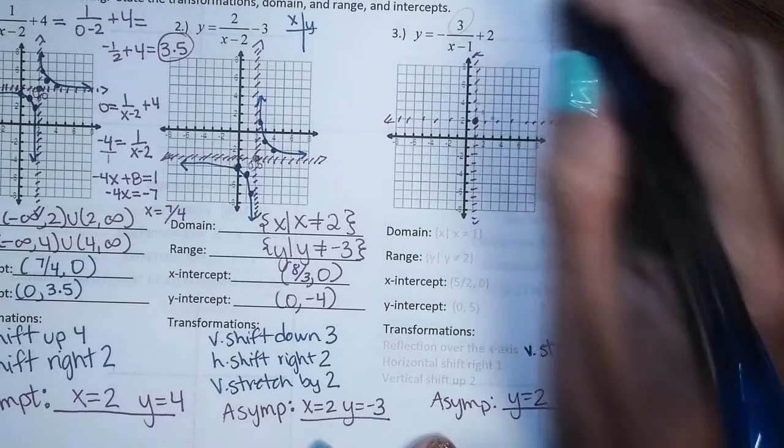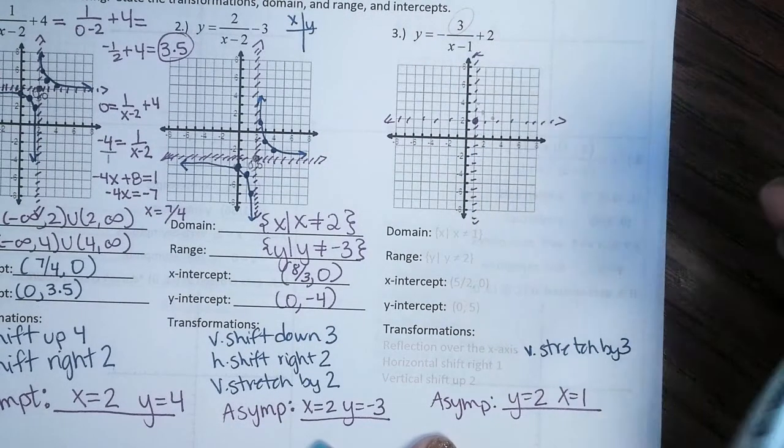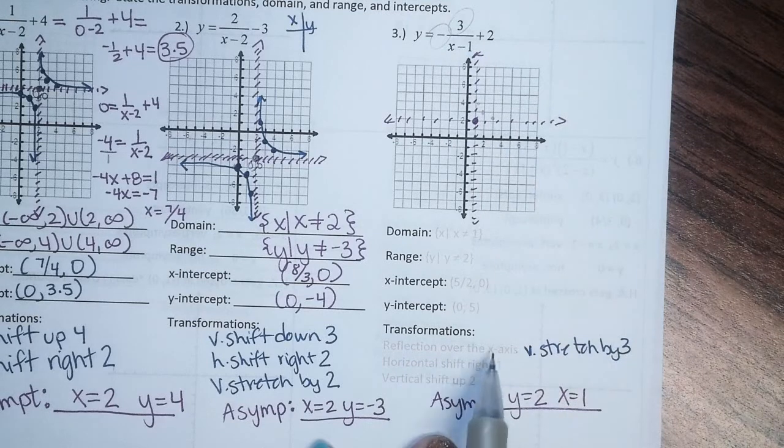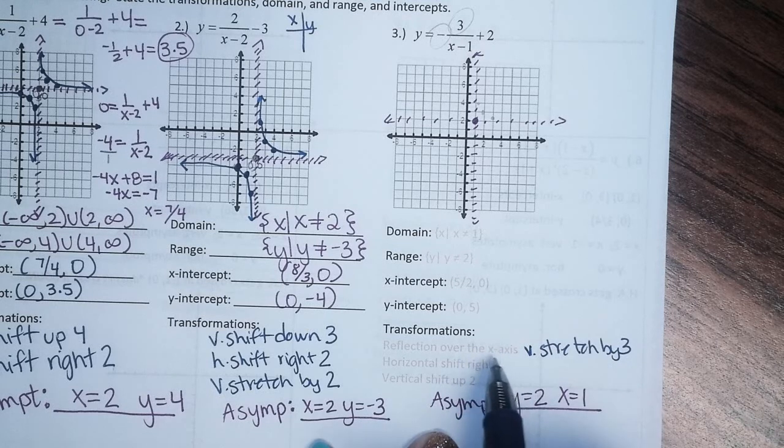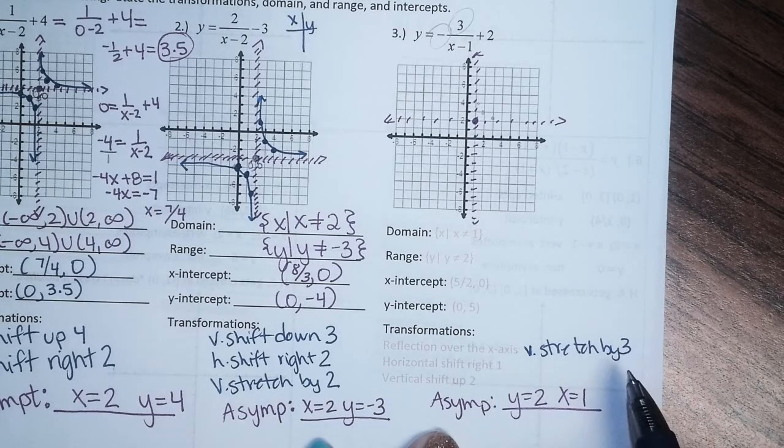And then there is a negative in front of this fraction, so that's a reflection over the x-axis when there's a negative in front of the fraction like that. Okay, so the way I would apply this vertical stretch by 3 and this reflection over the x-axis is just by changing the parent points and multiplying the y value by negative 3.